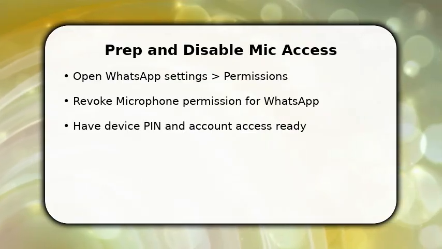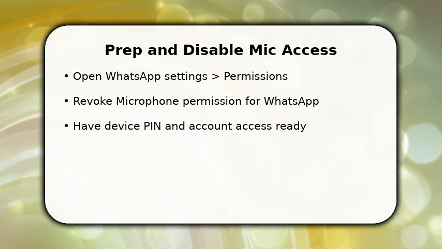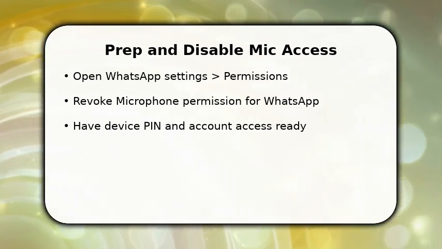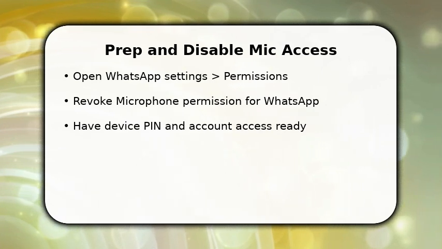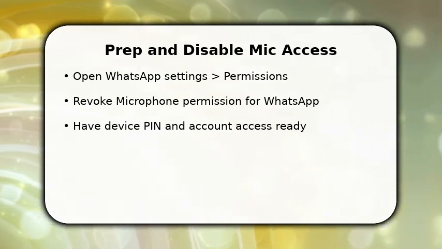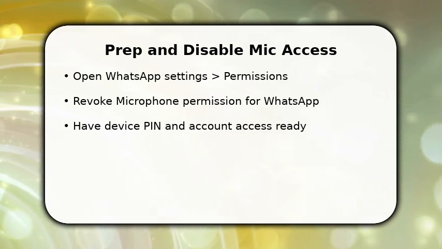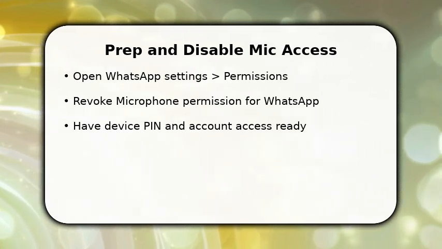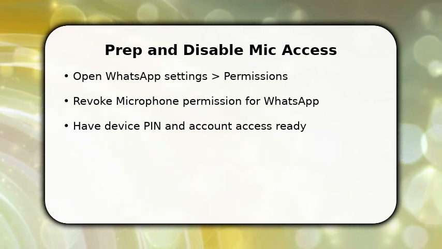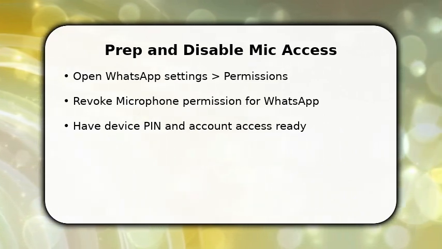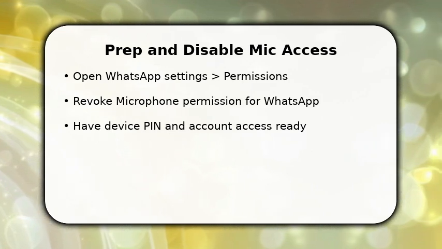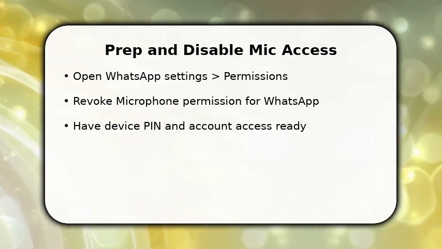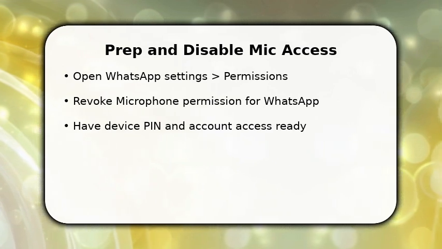You start by preparing. Confirm you can unlock the phone and access app settings. Once ready, open Android or iPhone settings and find apps or privacy, then go to WhatsApp. Tap permissions and explicitly revoke microphone access. You do this because removing microphone permission prevents the app from recording audio while preserving messaging. Make sure you don't disable other essential permissions like contacts.